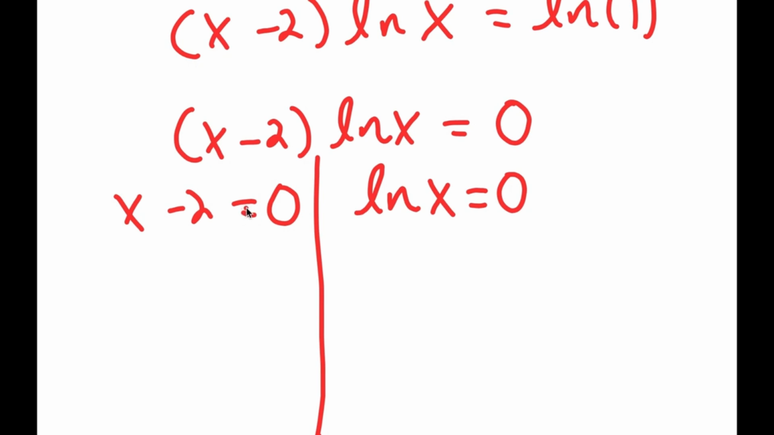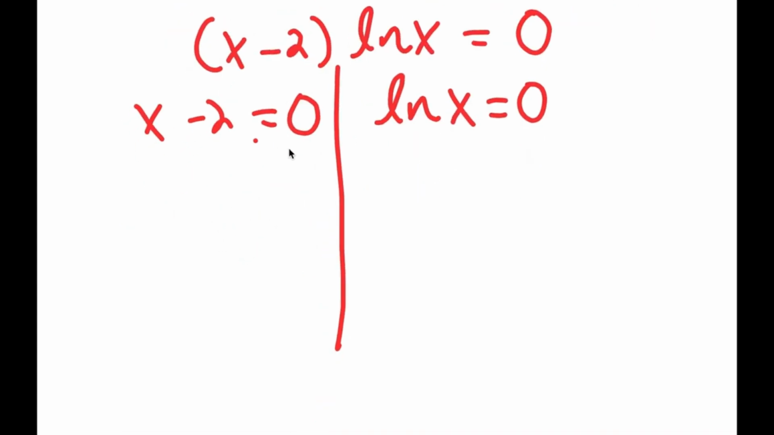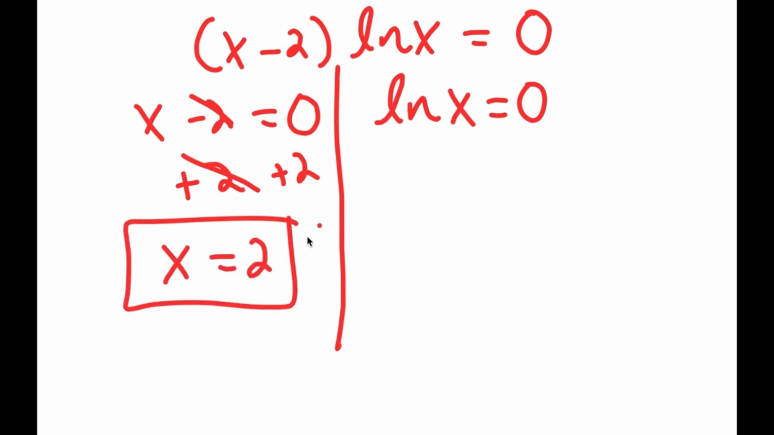Now, for x minus 2 equals 0, this is simple to solve. All I have to do is add 2 on both sides. So then these two cancel out, and I get x is equal to 2. So this is one solution of x.